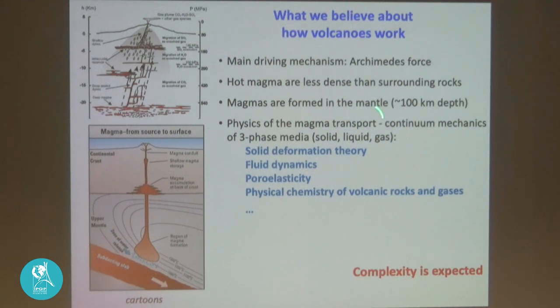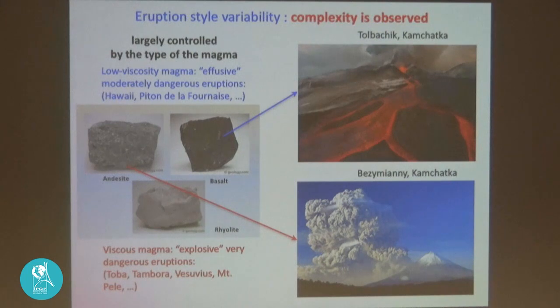So if we want to describe the physics and dynamics of the system, we need many physical components: solid deformation theory, fluid dynamics, poroelasticity, physical chemistry of minerals, rocks and gases, and so on. Okay, so this is very complex, and we obviously expect complexity in such a system. And this complexity is obviously observed in volcanoes.